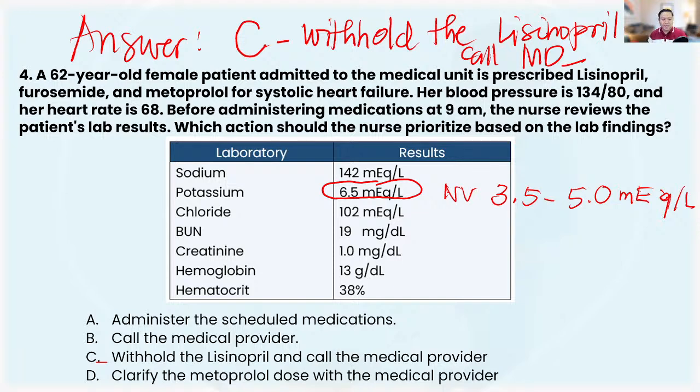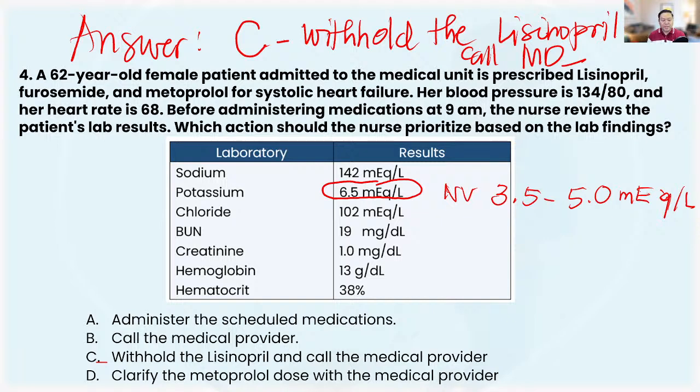Okay? But again, in the real life setting, a 5.1, 5.2 could still be acceptable as normal potassium, but when you are taking the NCLEX, use this safe range, 3.5 to 5.0. Now, the reason that we are going to hold or withhold the medication is because we don't want to cause more elevation of the potassium. That is the side effect of the lisinopril. So, after you withhold the medication, you're going to call the medical provider.